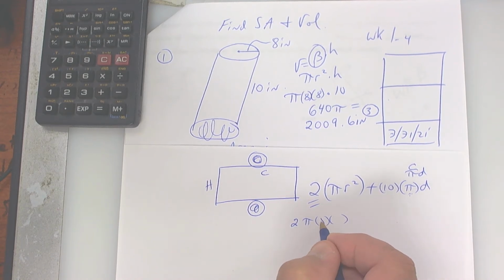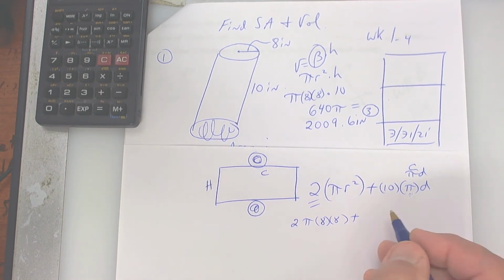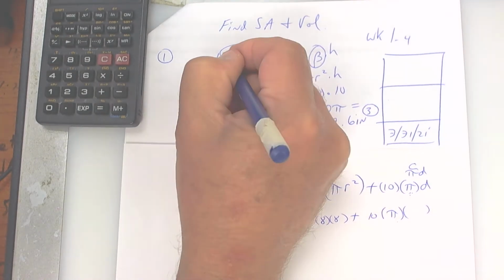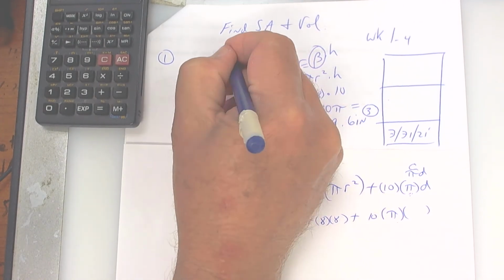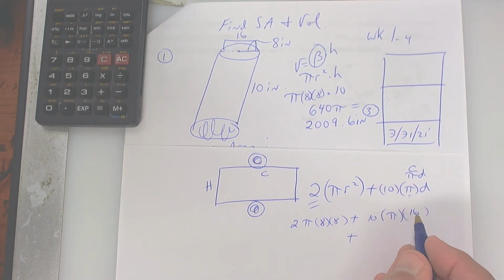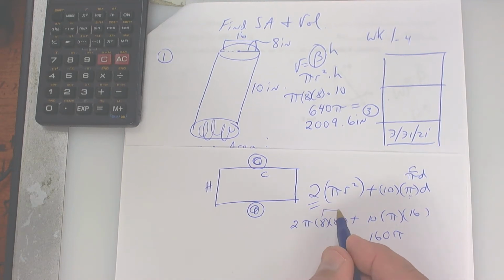So the radius is 8 times 8 plus 10 times pi, and the diameter here is all the way across. It's 2 arms, so that would be 16. So the diameter is 16. So that would give you 160 pi right here. This one would be 64 times 2, I think, is 128 pi. And then what you're going to do is add that up.